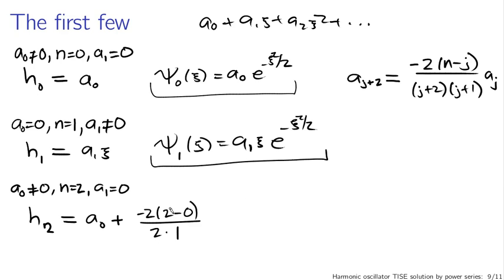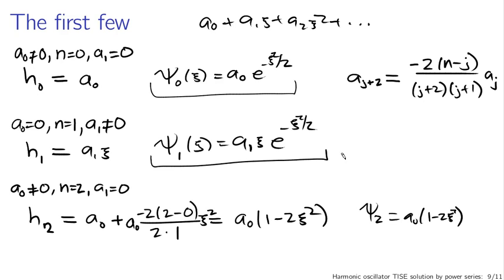So I can cancel out the 2s, I'm left with just effectively a minus 2. So what I get here is a0 times (1 minus 2 xi squared). Oops, sorry, I forgot the xi squared here. I also forgot the a0. That's it for H2. If I want to calculate what the wave function psi2 looks like, it's going to be again this, a0 times (1 minus 2 xi squared), multiplied by e to the minus xi squared over 2, our asymptotic solution. So this is psi2, the second excited state, the third energy level, what we get if we plug n equal 2 into our framework here.